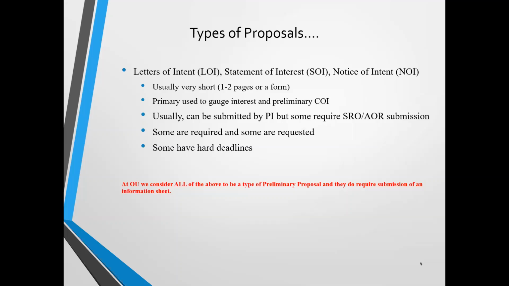So now we're going to talk about types of proposals. Letters of intent, statements of interest, notices of intent, anything like this is usually really short. It's usually either one or two pages or a form entry. Most of the time, it's just used by the sponsor to see how many people are interested in a certain type of submission, and sometimes so that they can get some preliminary conflict of interest information so they can go ahead and start putting review panels together.